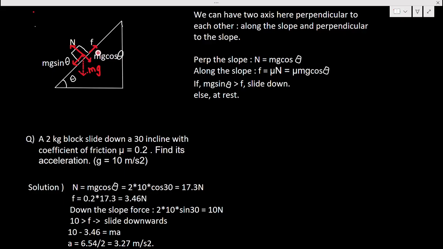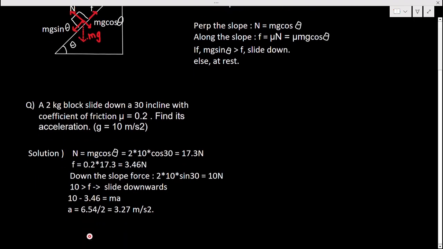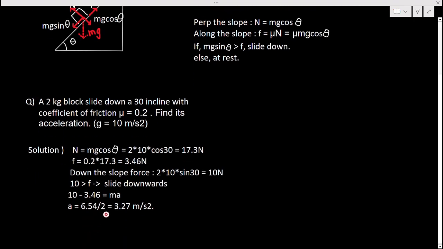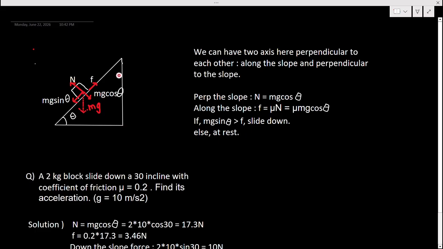So the net force in this direction, according to Newton's second law of motion, is mg sin theta, which is 10, minus F, which is 3.46. Net force is 10 minus 3.46, and it should be equal to ma. The m is 2. So the acceleration is 10 minus 3.46, which is 6.54, divided by m, which is 2. So it gives us 3.27 meter per second square in the downward direction. So the block is sliding with a 3.27 meter per second square acceleration down the slope.